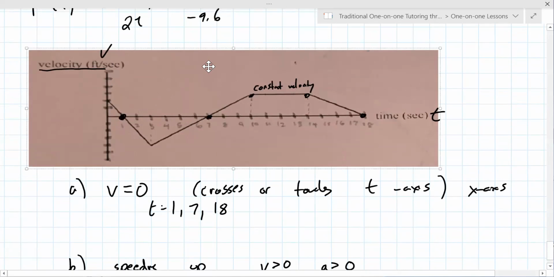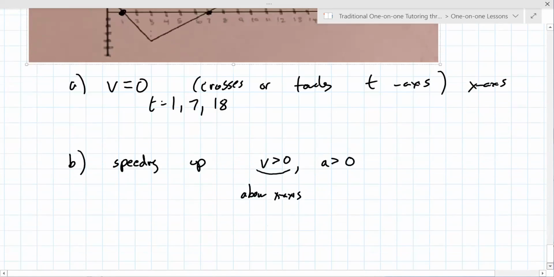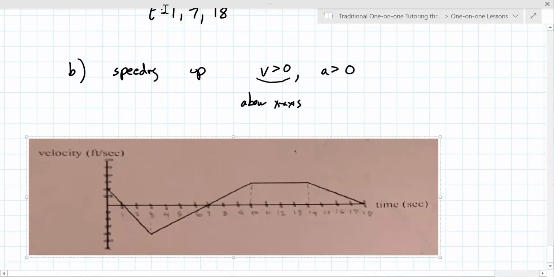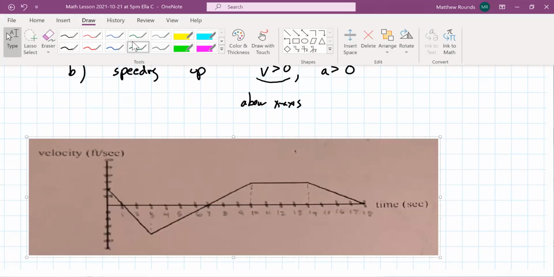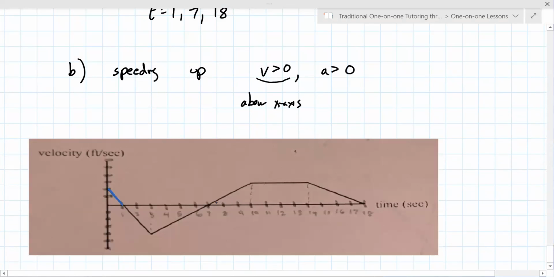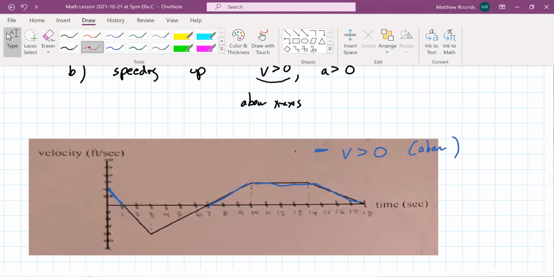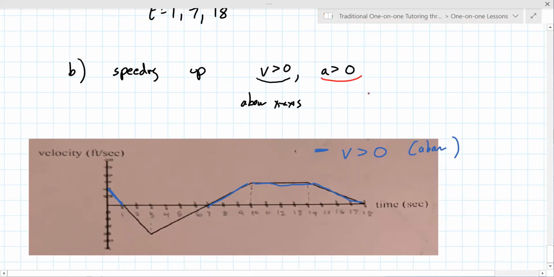Let me go back to the graph. Actually, let me copy this down because there's going to be too much going on if I don't. I'm going to switch colors. So here, all of these in blue, velocity is greater than 0 because it's above. Is that clear? Now in red, acceleration is greater than 0 when it's going up and to the right. So in red, this is acceleration positive. That's the only place.